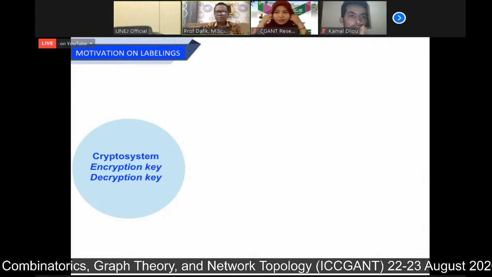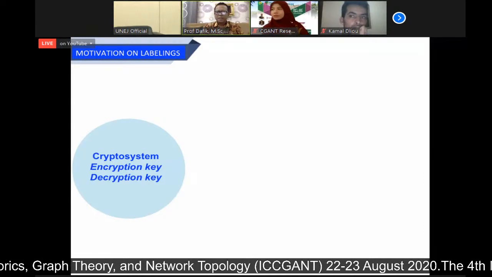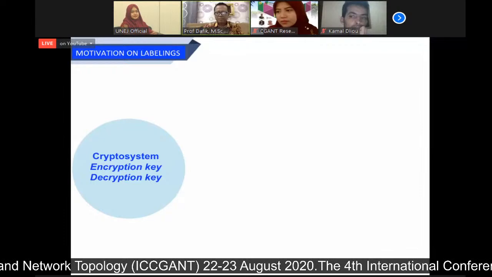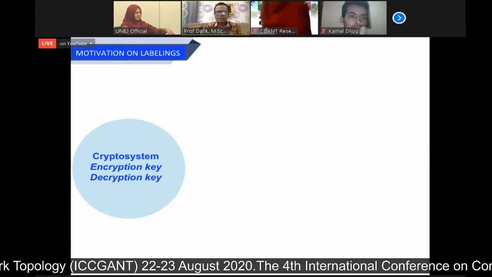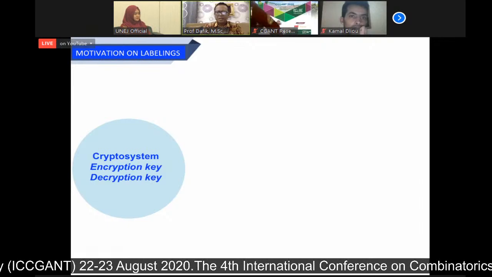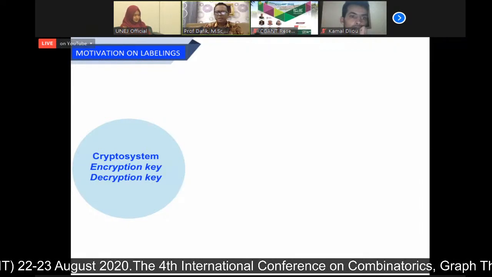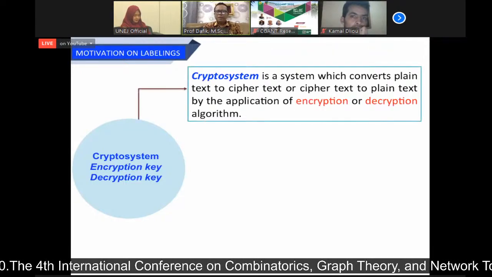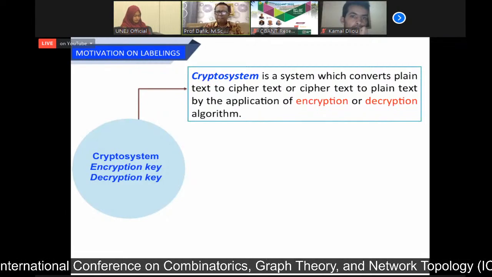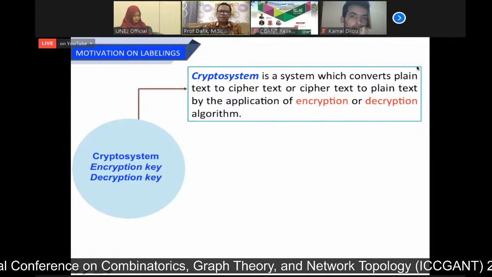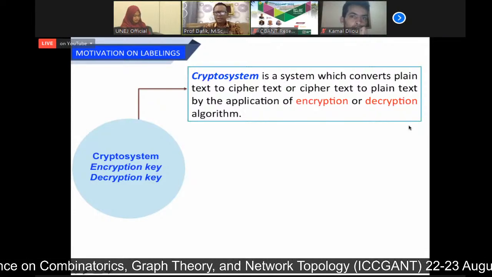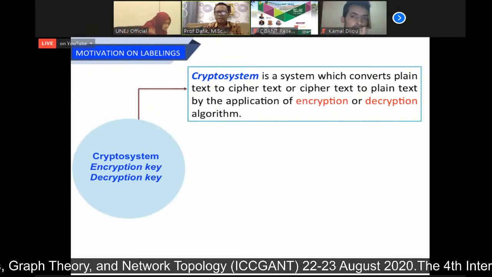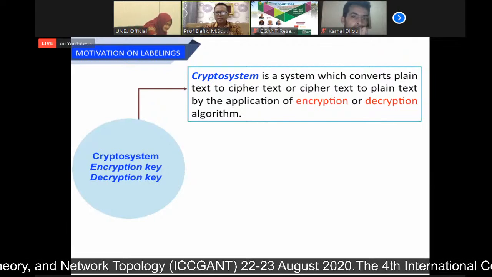Now, we try to find an application of graph labeling in a crypto system, in which there are two keys: the encryption key and the decryption key. What do we mean by a crypto system? A crypto system is a system which converts plain text to ciphertext, or ciphertext to plain text, by the application of encryption and decryption algorithms.